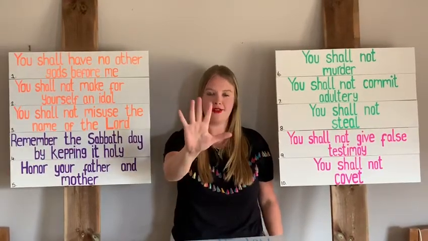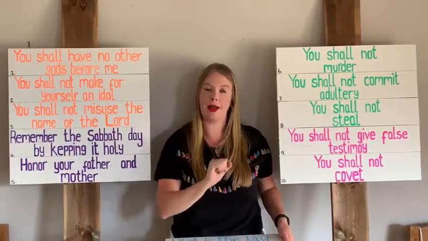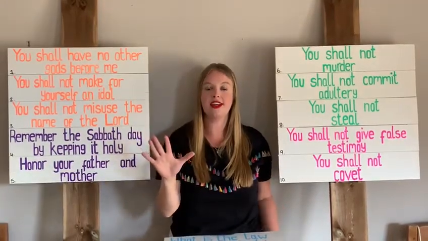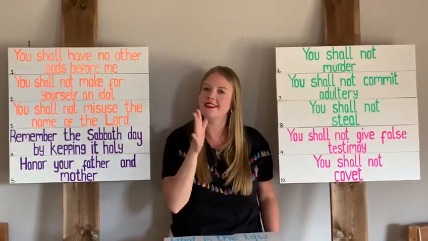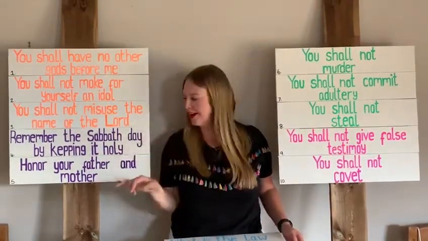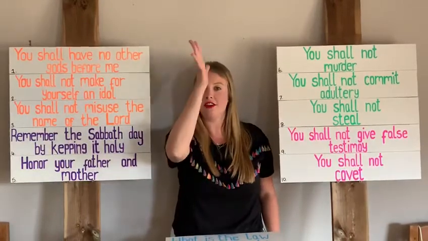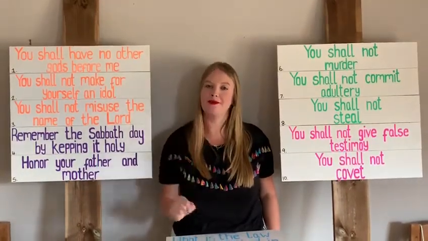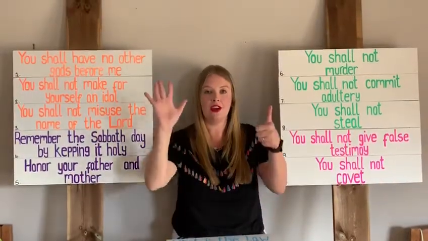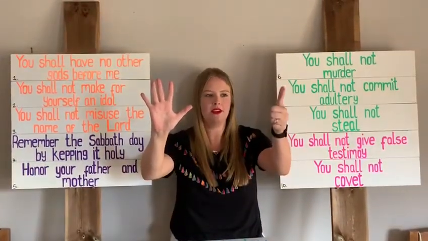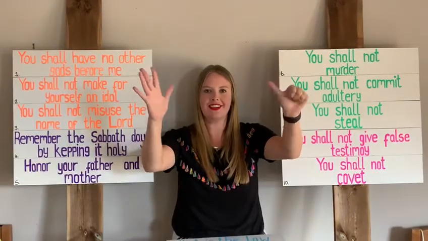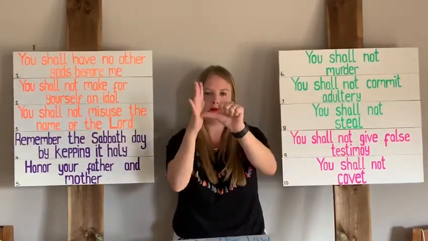Number 5, honour your father and mother. This is the sign for father in sign language, and this is a sign for mother. So number 5, where is it? Honour your father and mother. Number 6, you shall not murder. So these are some people, and we're going to use this as a weapon. Number 6, you shall not murder.